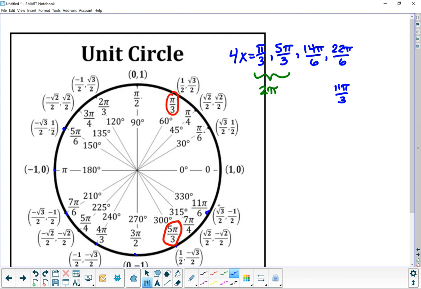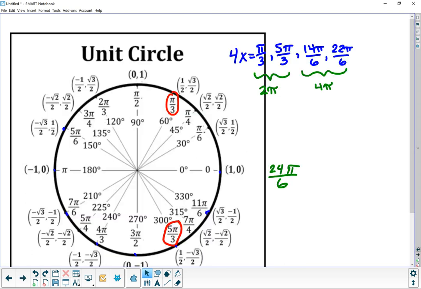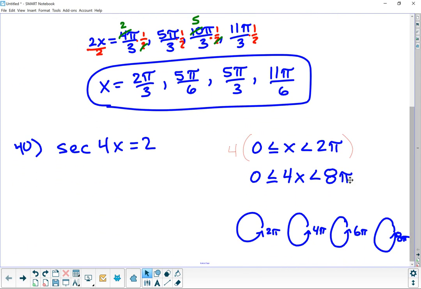So 22, 23, 24, right? So we're at 24, and this is 4 pi. So that's 24 pi over 6. And if you think about it, 24 pi divided by 6 makes 4. See, we finished our 4. Okay, and remember we have to go all the way to 8 pi.